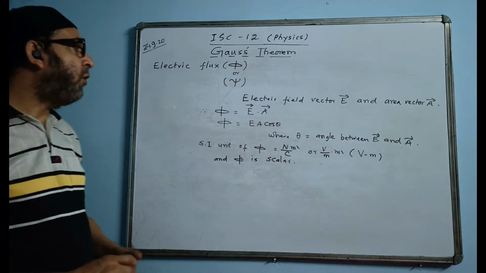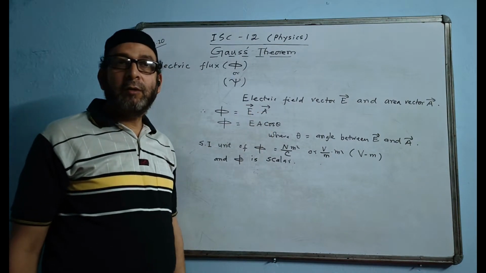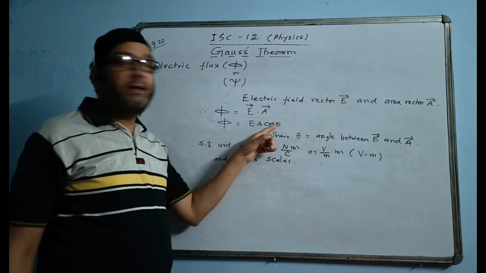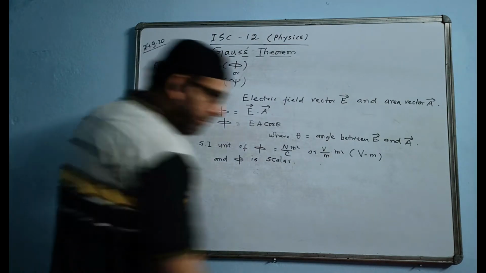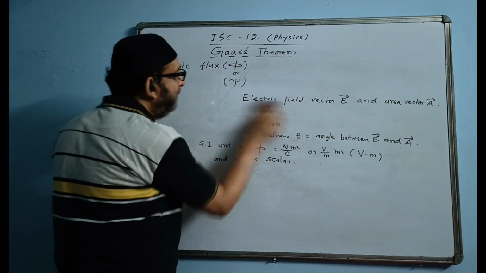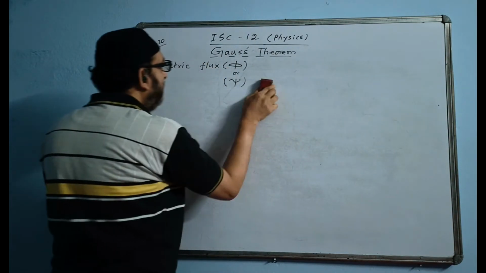Okay, one question: how to find the value of this area vector? How to make the area vector, and how to take the value of theta there? So please learn about that. What is area vector and how do we take the angle theta? For that you have to learn some diagrams over here. I'll just show you.